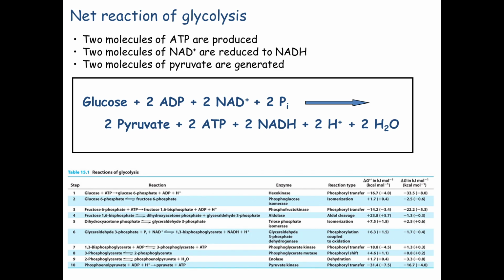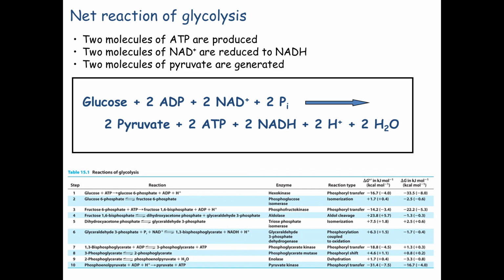And even so, if you look back at the delta G naught primes there, which is under standard conditions, step 2 would rather turn into glucose 6-phosphate. Right? It doesn't want to go to fructose 6-phosphate. But under conditions in the cell, it's slightly negative now because there's an excess of glucose 6-phosphate and not so much fructose 6-phosphate in the cell. So we're driving it forward.